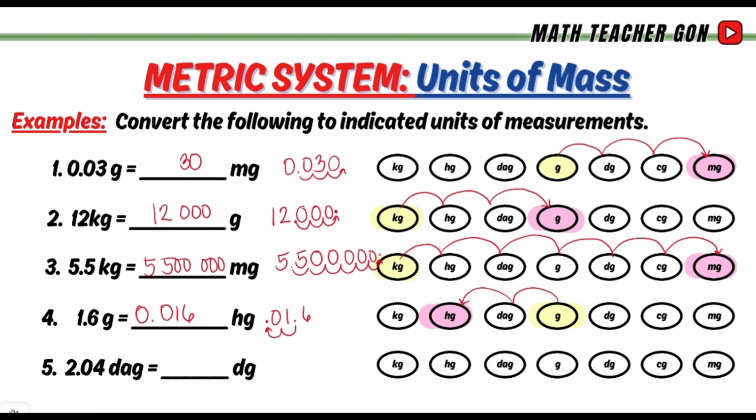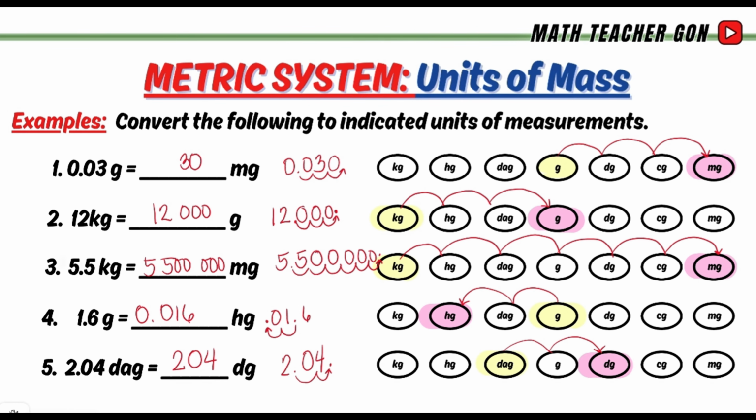Next, number 5, 2.04. So let's highlight DAG and then going to DG. Decagram to decigram. So let's count. 1, 2. 2 moves to the right. So let's write 2.0. Then 2 moves to the right from the decimal. 1, 2. So that is 204.